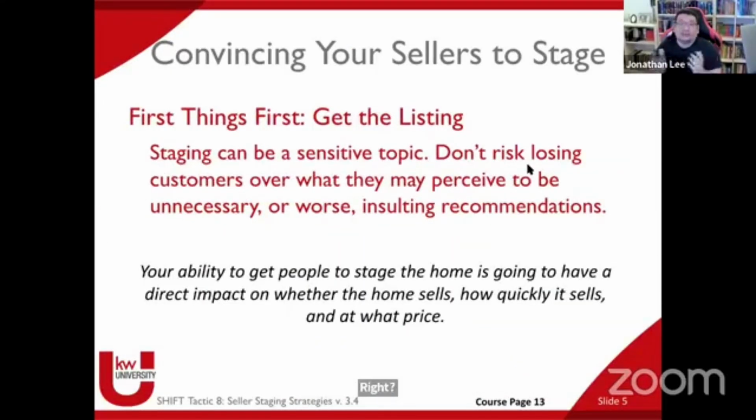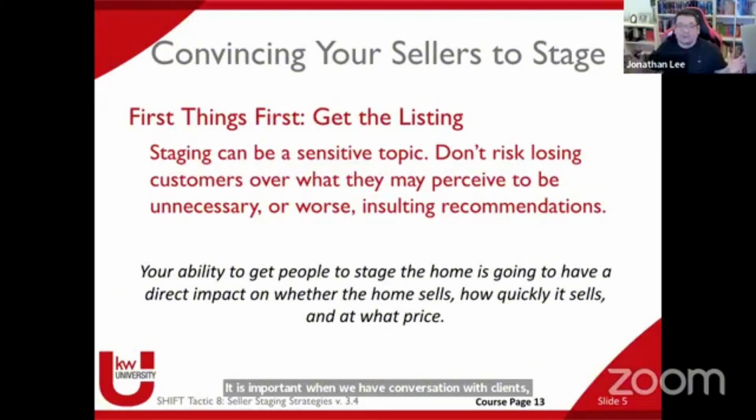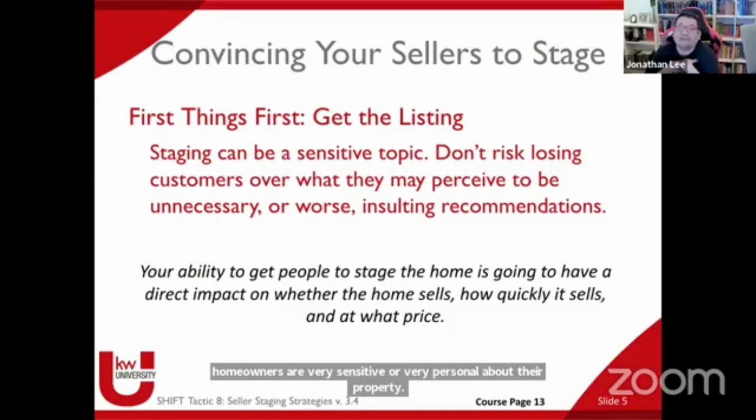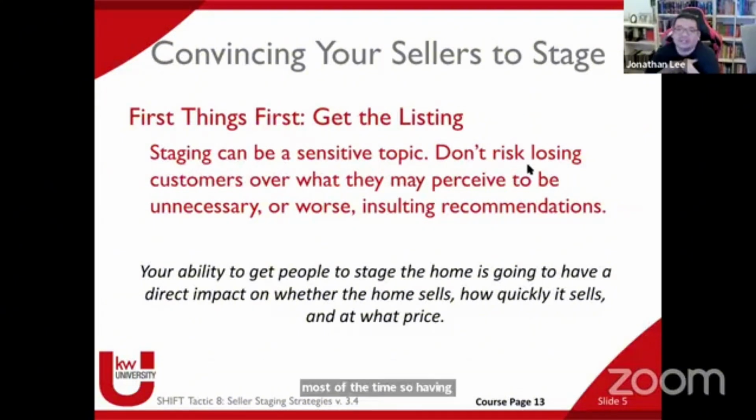The first thing is when you get the listing, it's always important, right, to be objective, but at the same time, be gentle with the condition of the house. It is important when we have a conversation with clients that we don't offend them, because most of the time, all homeowners are very sensitive or very personal about their property. So having a conversation about, oh, the house looks very ugly, is not a good start to the potential conversation, right?